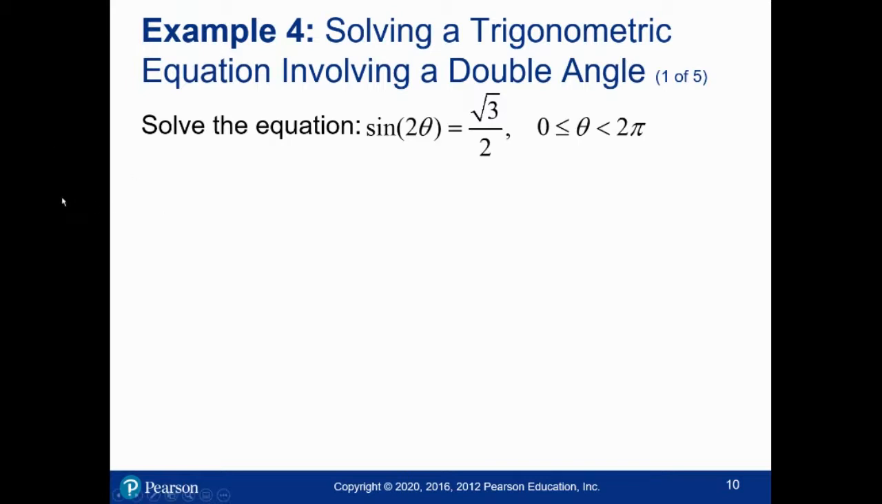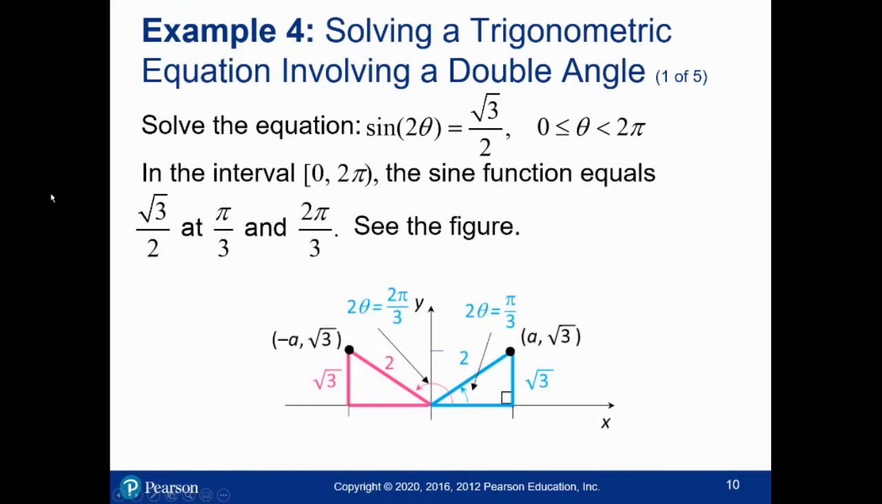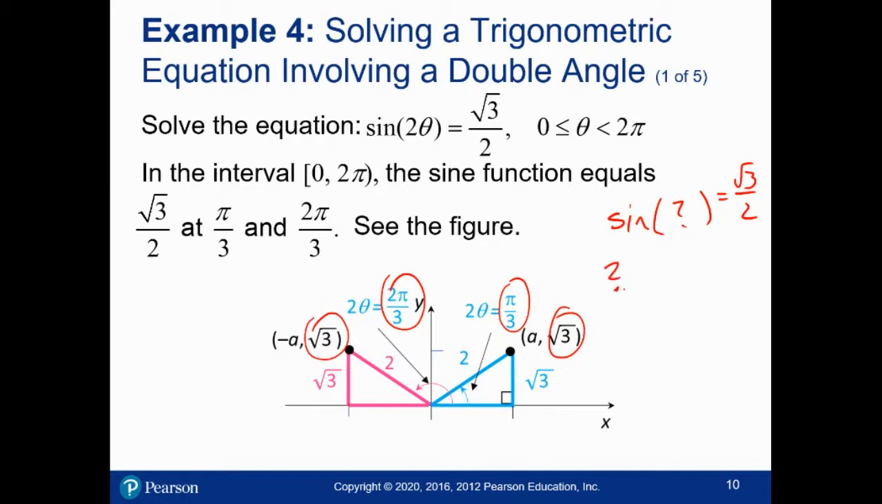So the sine function, forget the 2 theta, just consider sine of question mark equals root 3 over 2. It will have two solutions. Pi over 3 and 2 pi over 3 are two angles in one rotation of the circle where the y-coordinate, the sine, is root 3 over 2. So that tells me my question mark angle must be pi over 3 or 2 pi over 3 plus any integer multiple of 2 pi.